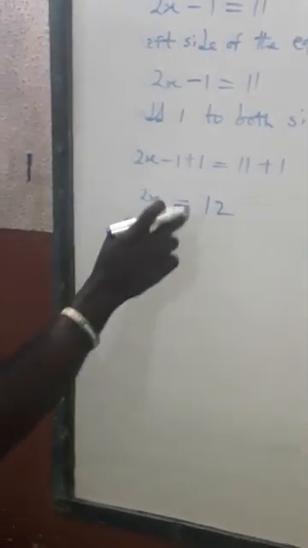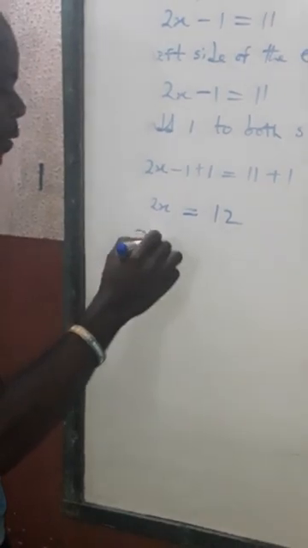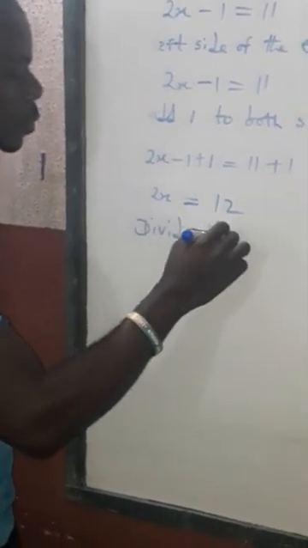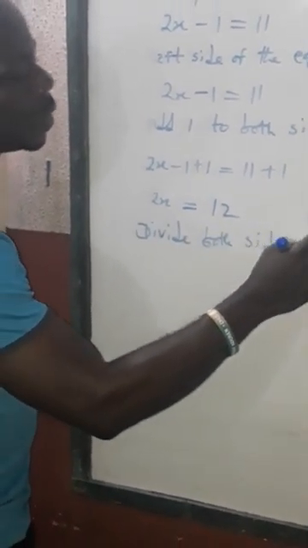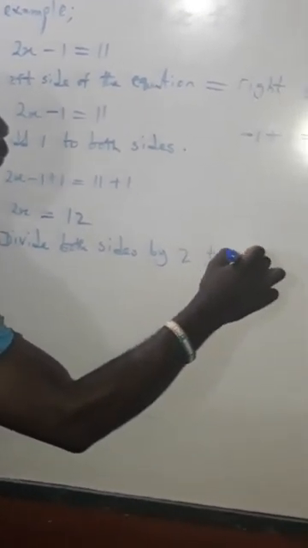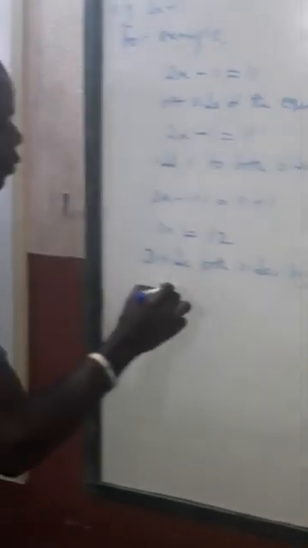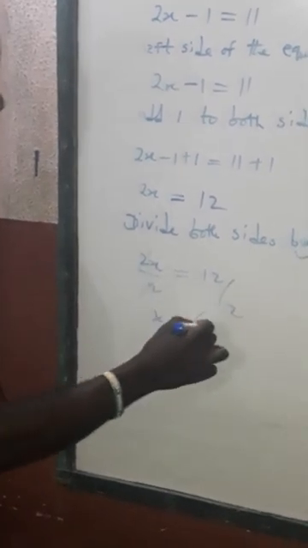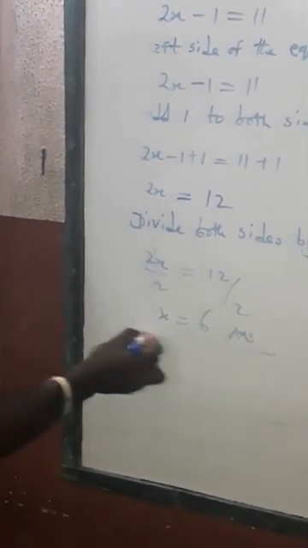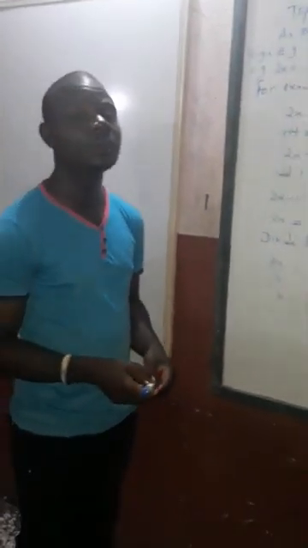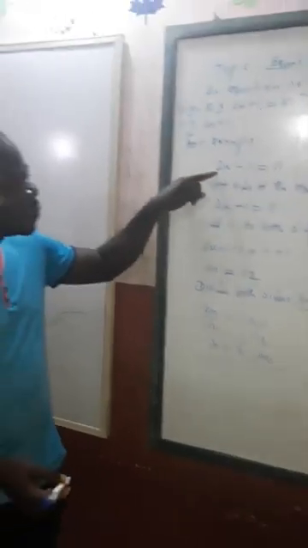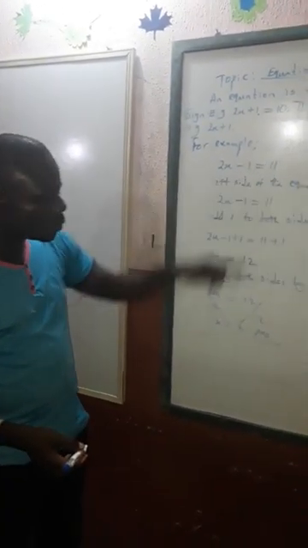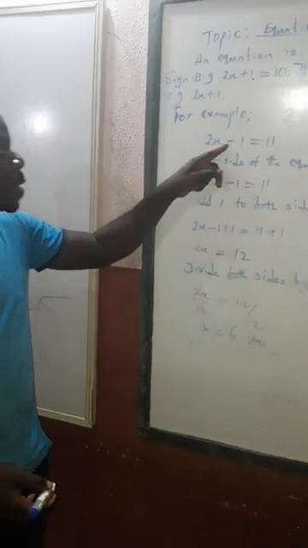So what you have to do now, to get x, is divide both sides by 2. So you now have 2x over 2 is equal to 12 over 2. Then x is equal to 6. Answer. As simple as that. Now, how can we know that it is true that when you multiply 2 by a particular number and subtract 1, you have 11? We got 6, so 2 times 6 minus 1 should be 11.